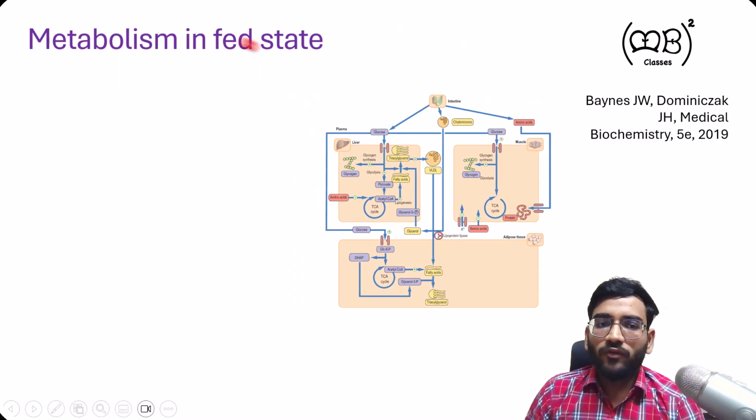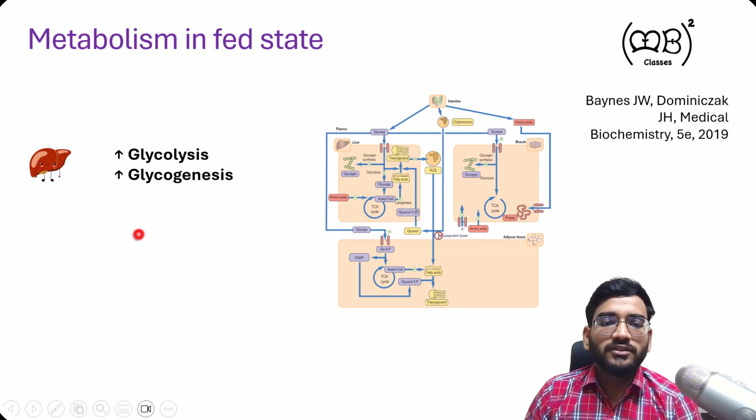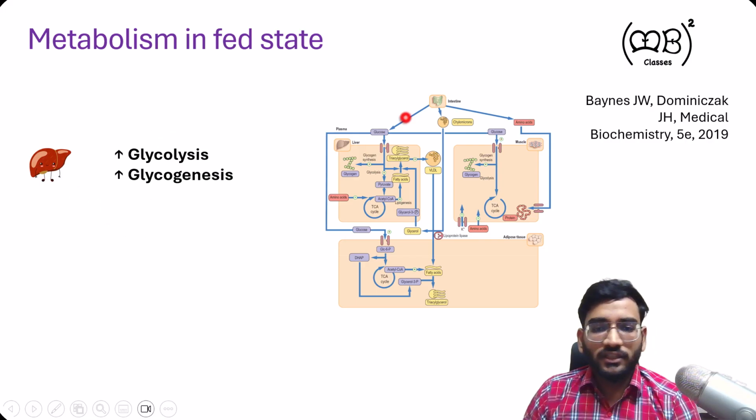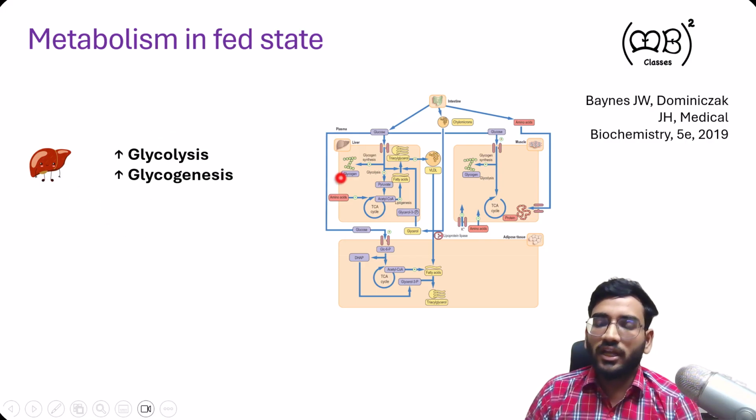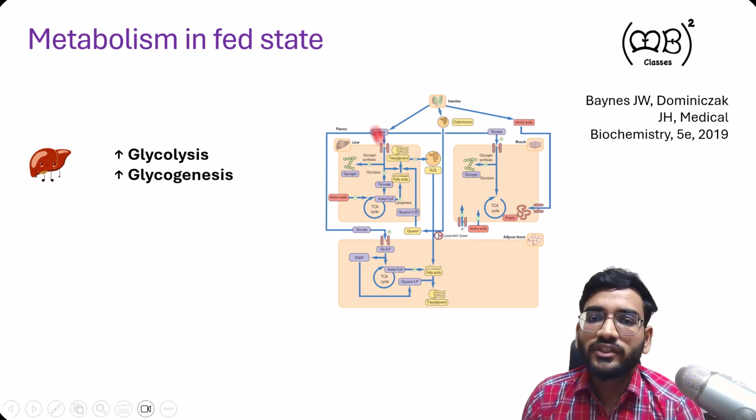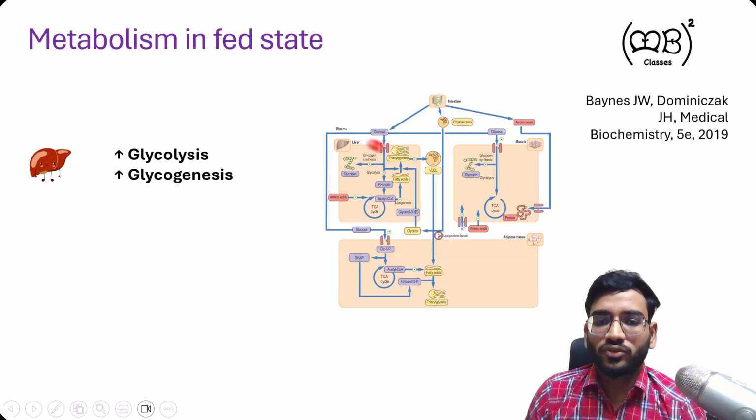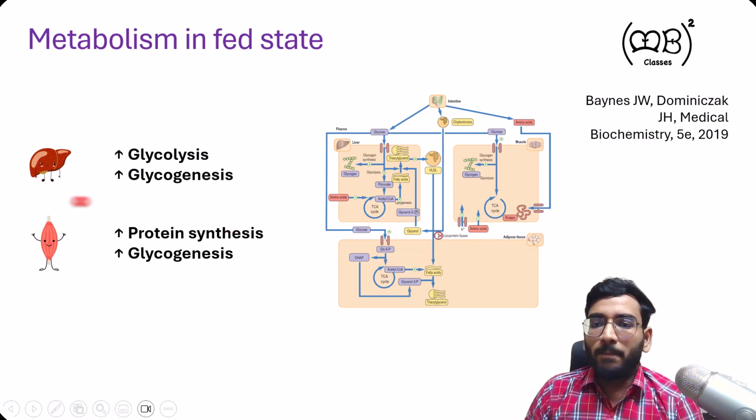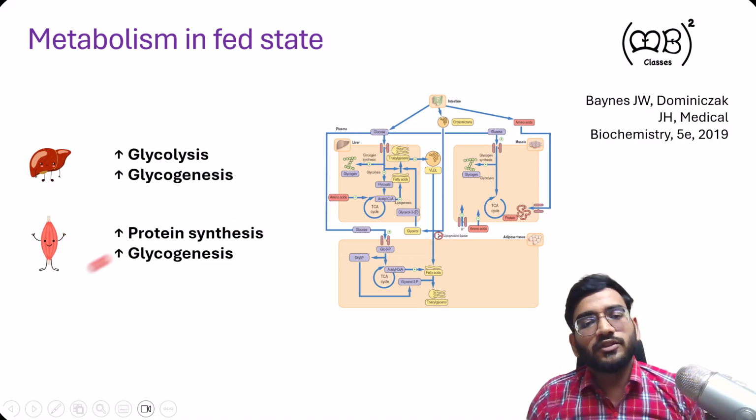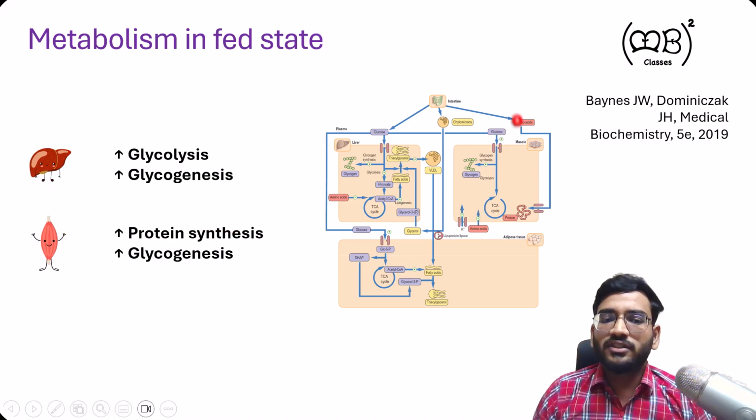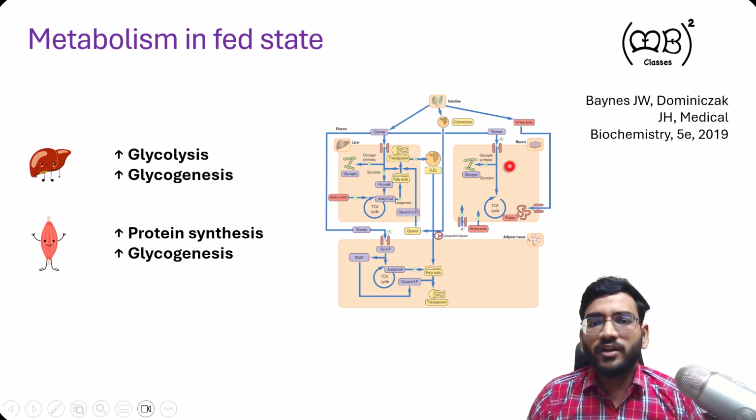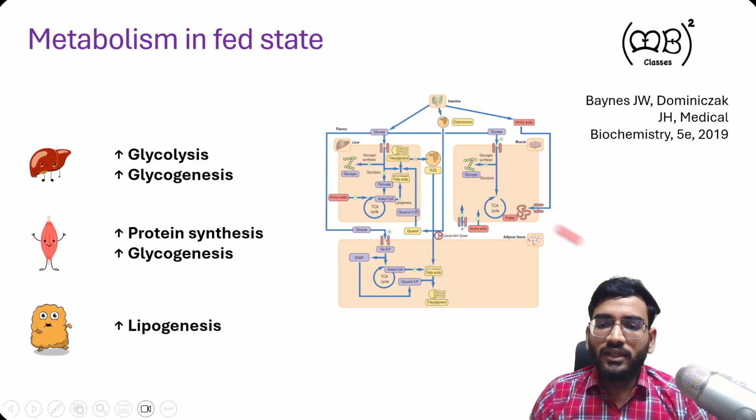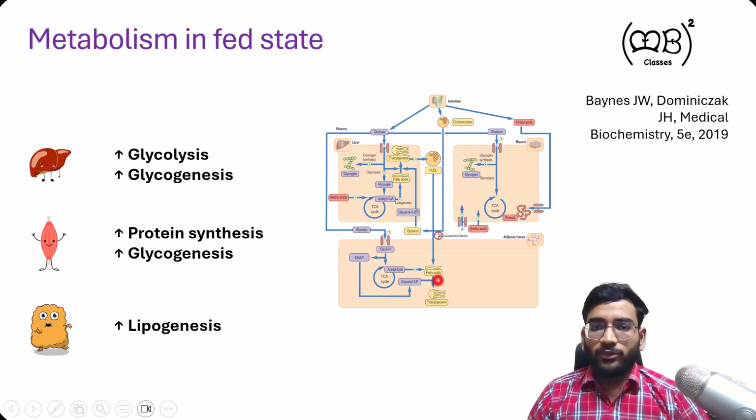Understood? So what is happening in the fed state is, in the liver there is increased glycolysis for energy, and there is glycogenesis, which is formation of glycogen or the storage of glycogen. Also there is lipid formation. In the muscle cells there is increased protein synthesis. Also there is glycogenesis, plus glycolysis is also happening for energy. And in the adipose tissue there is lipogenesis.